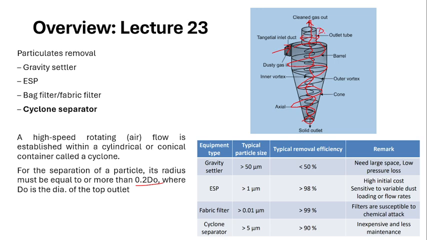So the particles being separated must be equal to 0.2 times of this DO, or it can be more than 0.2 times of DO, to get separated in this type of cyclone separator. And this is a very easy method, easy to clean and easy to maintain, and it is less expensive also. Only based upon the configuration, the ratio of the height and the diameter of the outlet, what is the ratio aspect of the cone. Based on these designs only, the efficiency of separation is there.